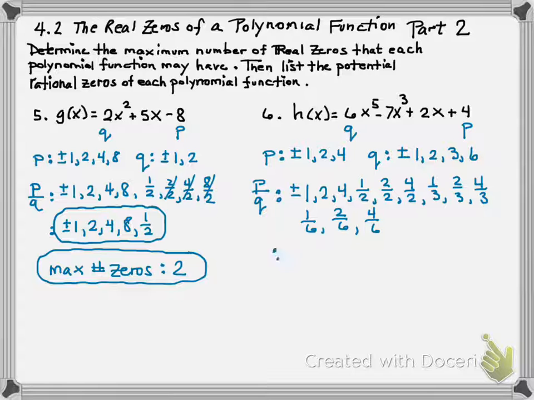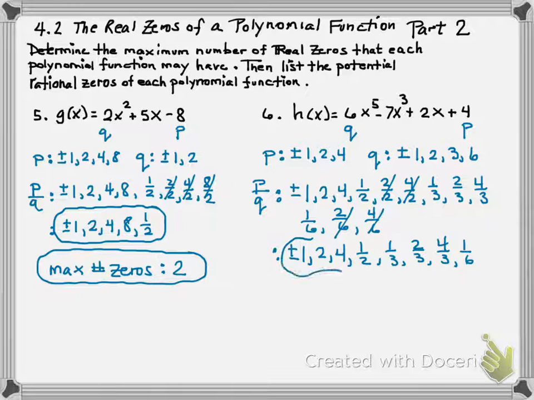Which means we're going to have plus or minus 1, 2, 4, 1/2. I don't need the 2 over 2. I don't need the 4 over 2. But I will need that 1/3. I'll need the 2/3 and the 4/3. I'll need the 1/6, but I don't need the 2/6 because that reduces to 1/3, which I already have, and I won't need the 4/6 because that reduces to 2/3, which I already have.